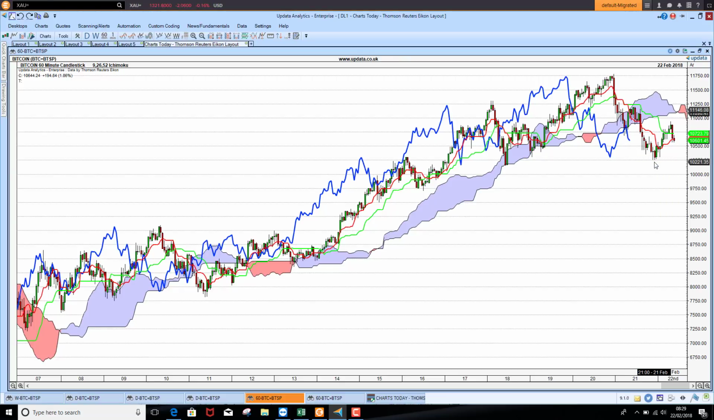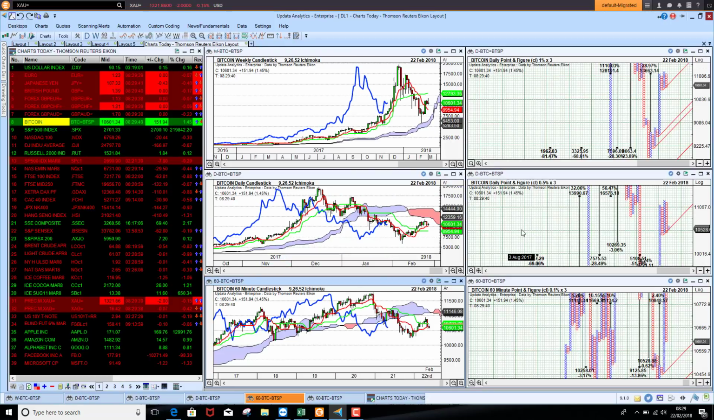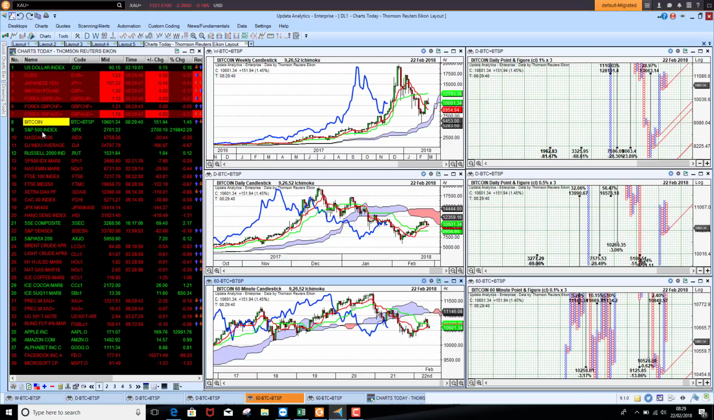This level of 10,200 is pretty important now. If we go below that, then that suggests that we've got some further falls ahead of us. Keep an eye on the 1 minute charts if you're trading Bitcoin, of course.